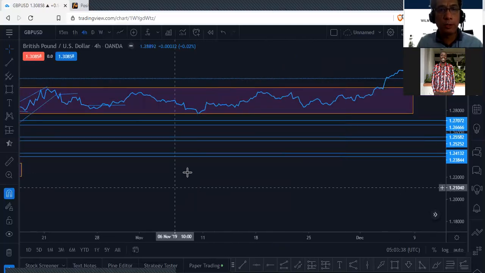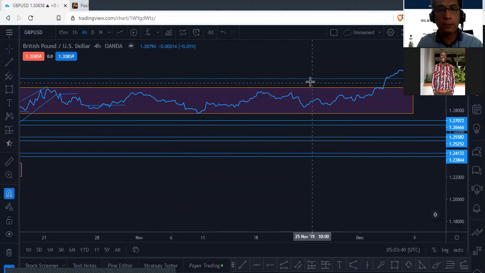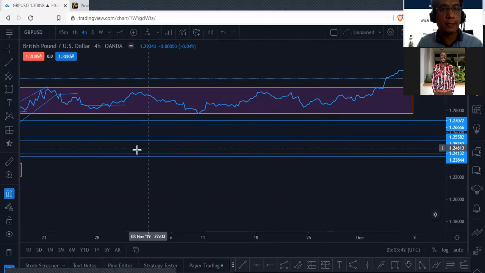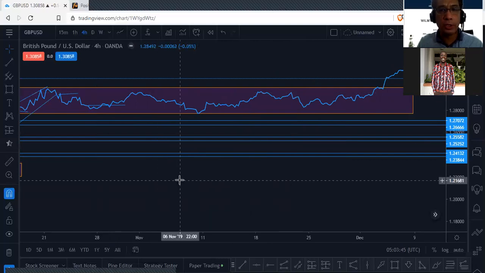So I don't know, George, what is your idea on the best setup of attacking with the Ichimoku? Can you share your idea on how to attack the market with Ichimoku?